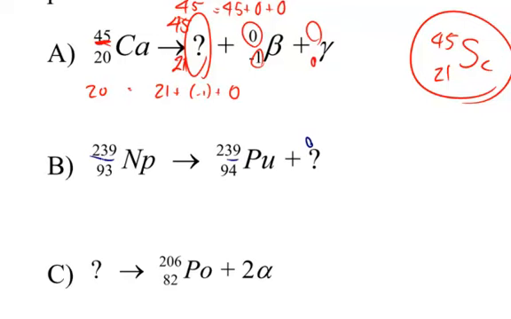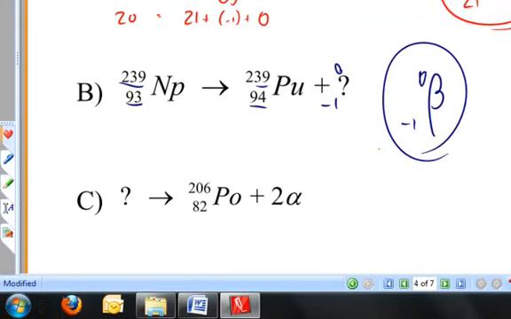On the bottom, I have 93 on the left. I have 94 plus something has to add up to 93 on the right. That's going to be a negative 1. I can tell this is going to be a beta minus particle. Part C. Something on the left decays into polonium-206 plus 2 alpha particles. Now I need to be careful here, because you remember each alpha particle has a 4, 2, and I have 2 of them here. So that means that I have a total of 8 and 4.